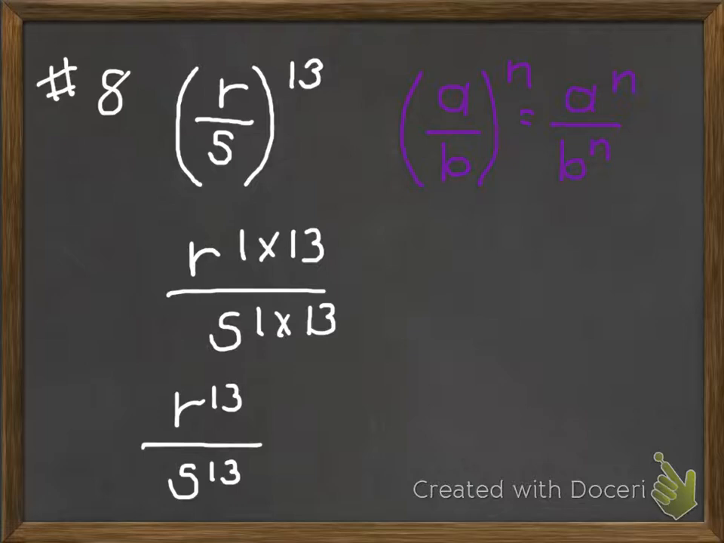So in our problem, we take the exponent of 1 on the r, and we multiply it by the 13. And the exponent 1 on the s, we multiply that by 13. And we get r to the 13 over s to the 13.